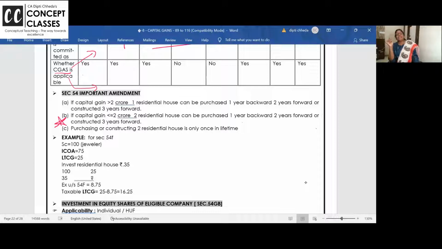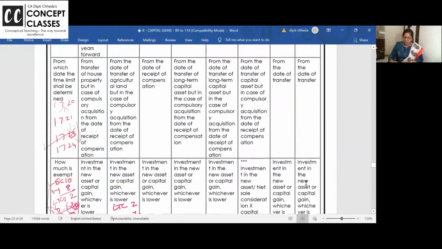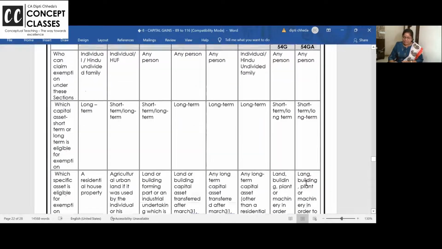जैसे KBC में 3 lifelines are there. Here you have 1 lifeline. Purchasing or constructing two residential house is only once in the lifetime. Done. All clear to all of you? Chalo, I want to go to the next one now. Next one is very easy.